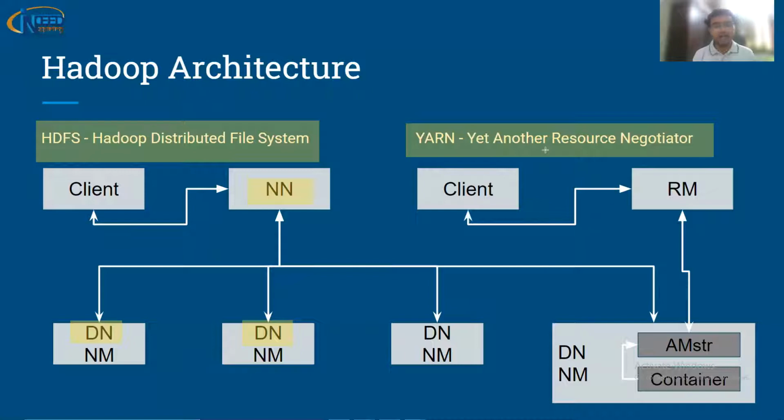Like a task can have 10 subtasks. So 10 subtasks will be scheduled, whether they need to be run in parallel or one after the other. All this is managed by YARN. It has important components like the resource manager, and the node manager.